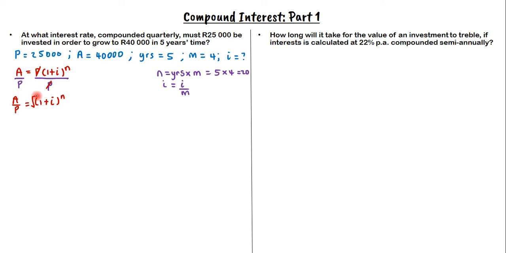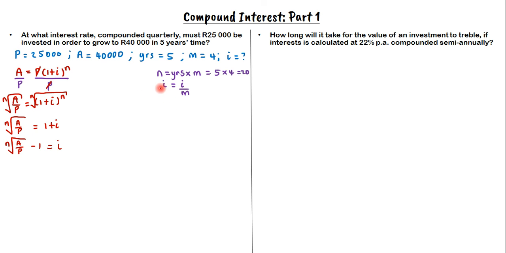And then from here, I'm going to put the nth root. Let me see if I can do that here. There we go. Nth root, and then nth root. Now we're left with the nth root of A over P equals 1 plus I. All right. Then from here, we take the 1 across, and then we have A over P minus 1 equals I, right?